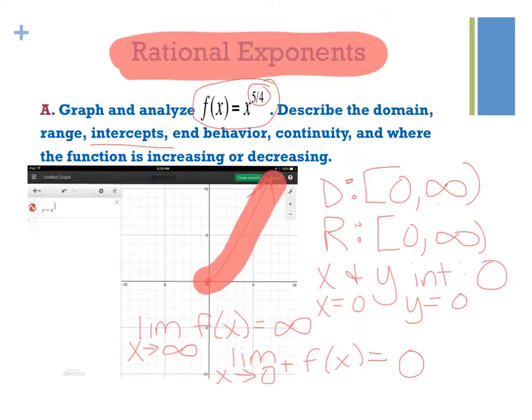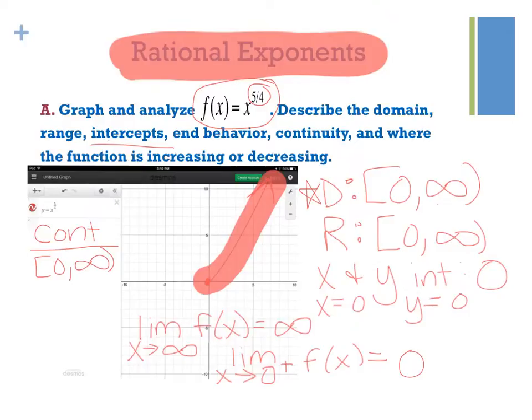When we are looking at continuity, the function is continuous, but it is only continuous from 0 to infinity because the domain is restricted. Again, over here we decided the domain was from 0 to infinity, so the function is only continuous for those x values that are part of the domain.